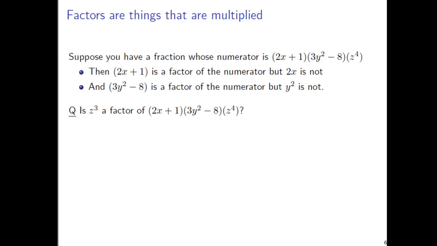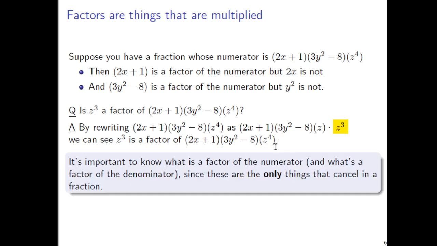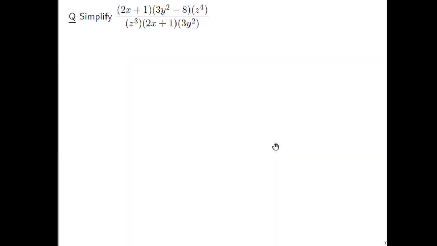Is z cubed a factor of 2x plus 1 times 3y squared minus 8 times z to the fourth? It sure doesn't look like it is, but it can be, so you just have to rewrite the z to the fourth as z times z cubed. Then we see that we've got z cubed times this other stuff, so in fact z cubed is a factor. It's important to know what's a factor of the numerator, and for that matter, what's a factor of the denominator, since these are the only things that you can cancel in a fraction. So let's take a look at this fraction.